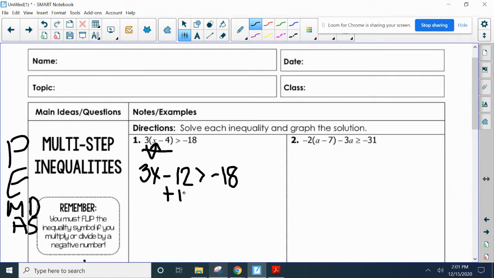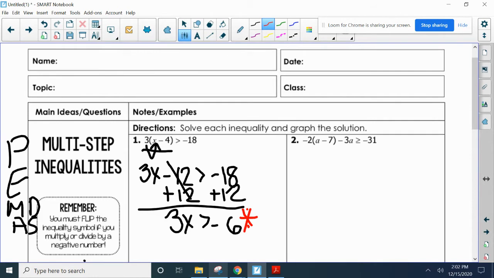So to get rid of subtraction, we're going to use addition because that's our inverse. Then we have 3x is greater than, because we didn't multiply or divide by a negative, negative 18 plus 12. So I have a positive and a negative. We know with addition of a positive and a negative, we're going to subtract and keep the bigger sign, so 18 minus 12 is 6, and 18 is bigger, so it's a negative 6. I'm going to go ahead and put a star right here.